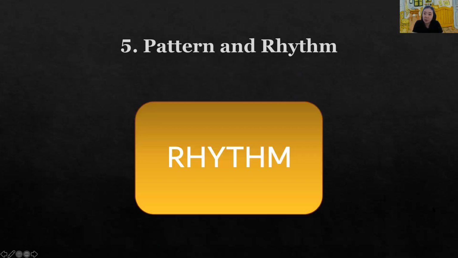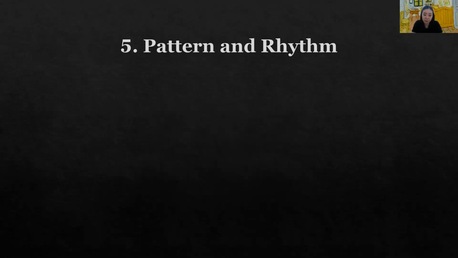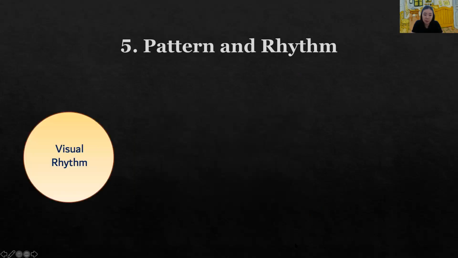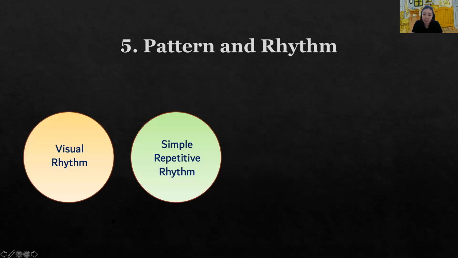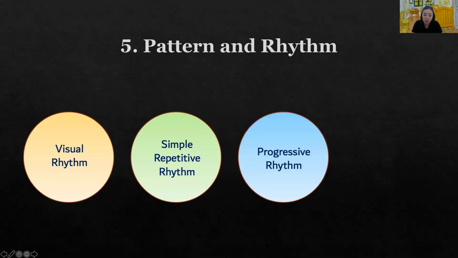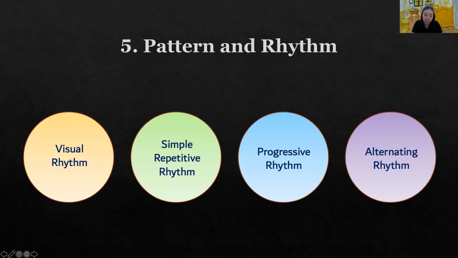Now let's see rhythm in art. So rhythm is based on repetition and is a basic part of our world. So there are 4 kinds of rhythm. First one is visual rhythm, and second one is simple repetitive rhythm, and progressive rhythm. And the last one is alternating rhythm. Let's see one by one.